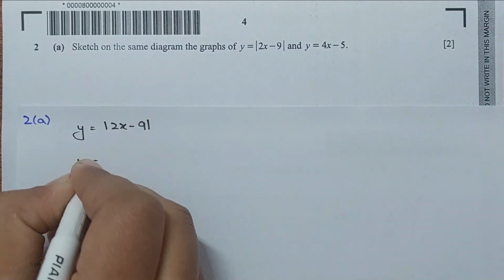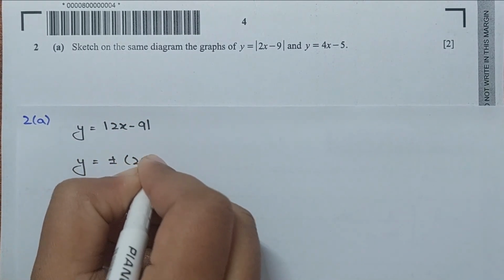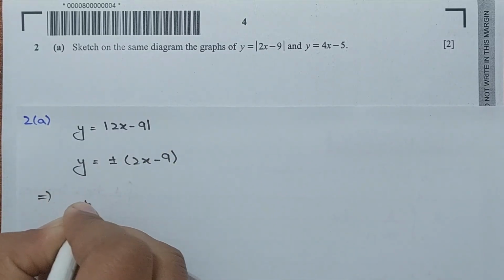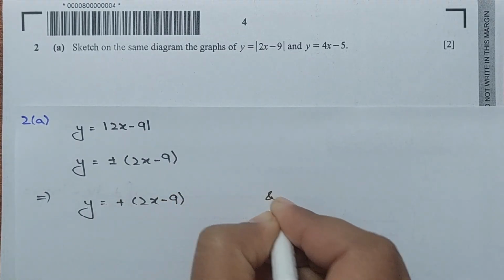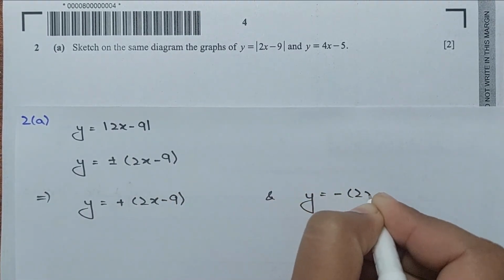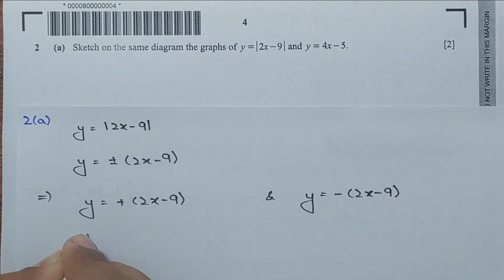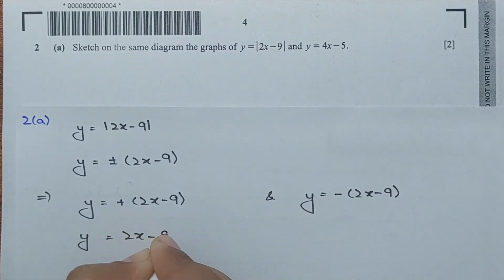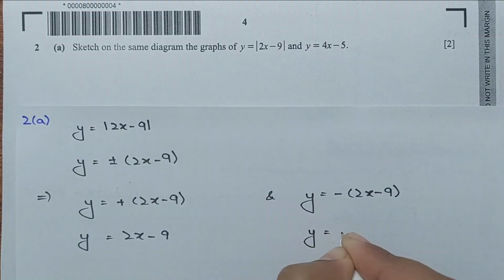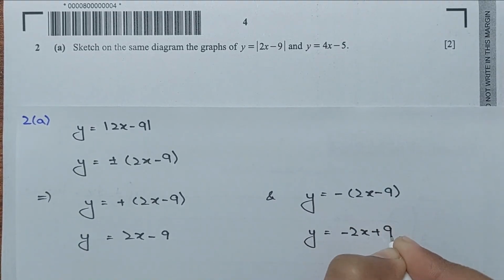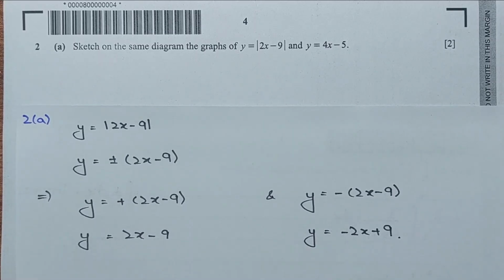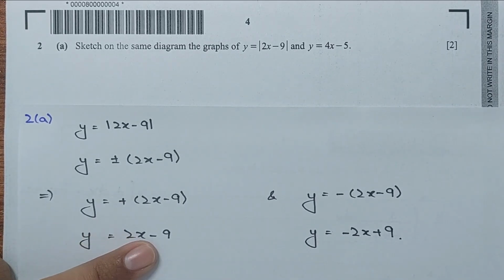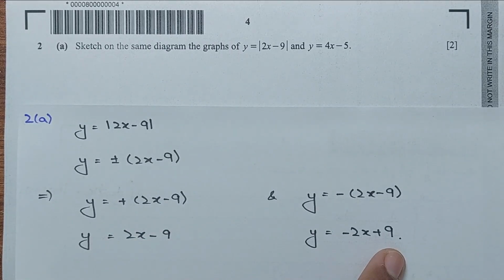We can open the absolute value as y equals plus or minus of 2x minus 9. So here we have two functions, y equals plus of 2x minus 9 and y equals minus of 2x minus 9. So this function is y equals 2x minus 9, and this function is y equals minus 2x plus 9. Now this is in the form of y equals mx plus c, the slope intercept form. The slope is 2 and the y-intercept is negative 9. The slope is negative 2, the y-intercept is positive 9, right?